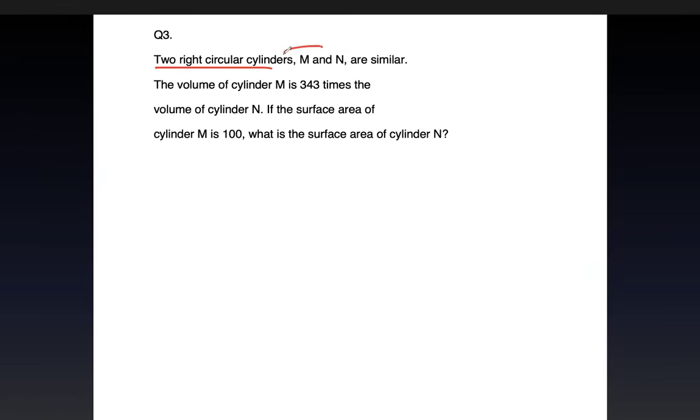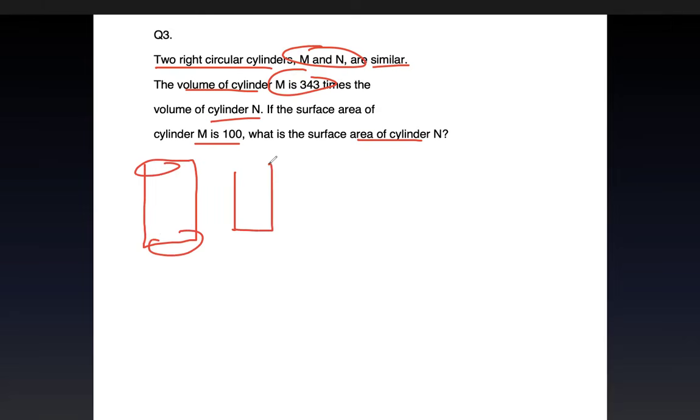You have 2 cylinders, M and N. They are similar to each other. That's key. That means you can find a scale factor. The volume of M is what? 343 times the volume of N. If the surface area of M is 100, what is the surface area of N? These are your 2 cylinders, right? This is M. The N is smaller. And they give you the volume.